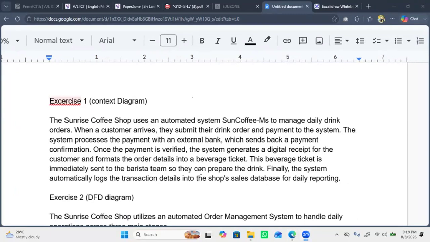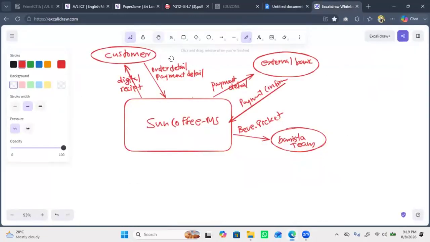You don't need to mention it because it is not being sent to anyone. It is saving inside the system. The system automatically logs the transaction detail into the shop sales database. It is not telling anybody else in the external environment. Right. Forget about that. Then this is your diagram.